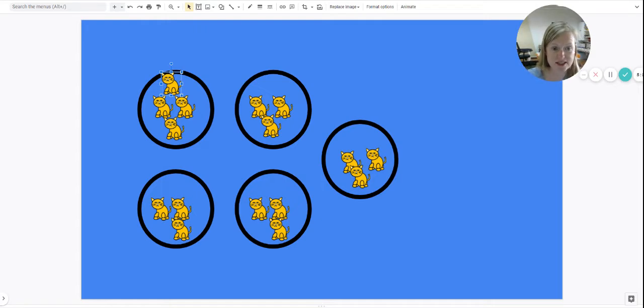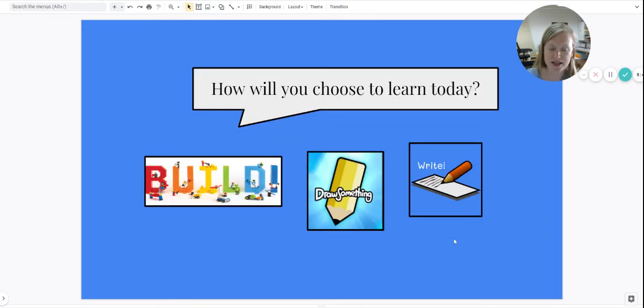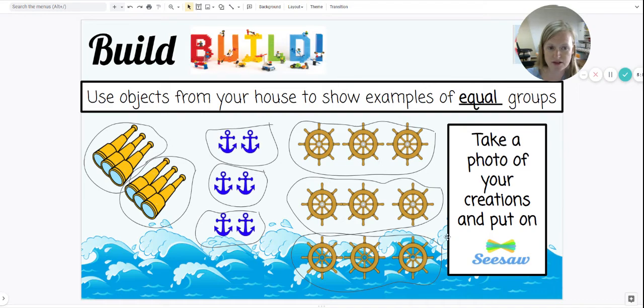So boys and girls, it's our first step to multiplication. It's the building blocks, and we need to make sure our blocks are solid before we move on in the next few days and weeks to really getting to grips with multiplication. So your task today, you're going to decide how you're going to learn. You're either going to build, you're going to draw, or you're going to write. Okay, so let's have a look at your challenges.